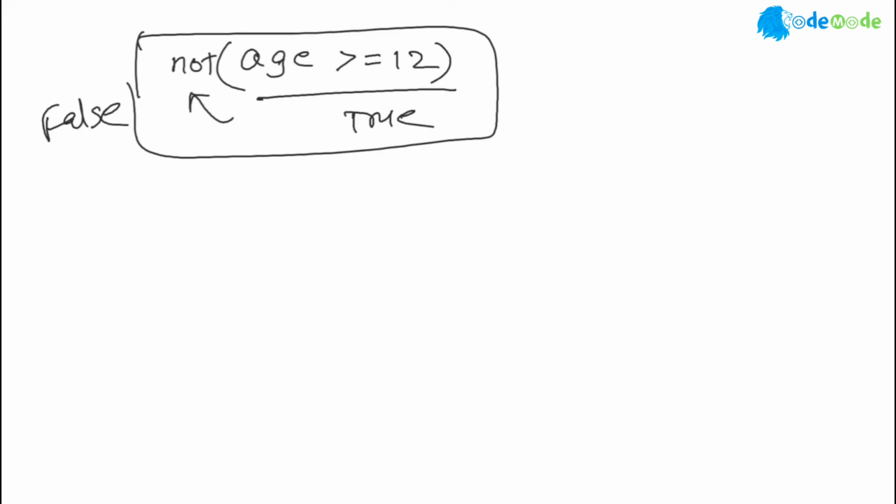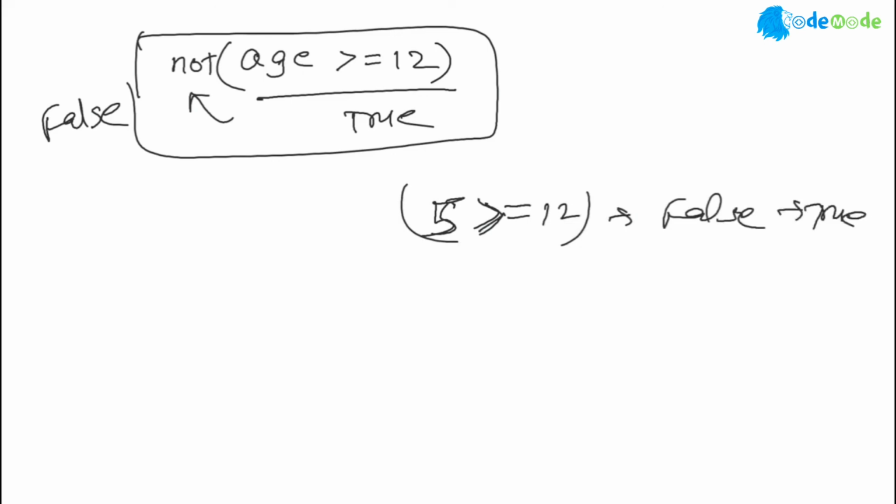Okay. Suppose age is right now 5 years old. So age greater than equal to 12 is 5 greater than equal to 12. Answer is false. And then I can negate it on the top. I'll say this will become true. So whatever is the condition, if the condition is returning true, by putting not in front of it, you are negating it. Why would you do that?